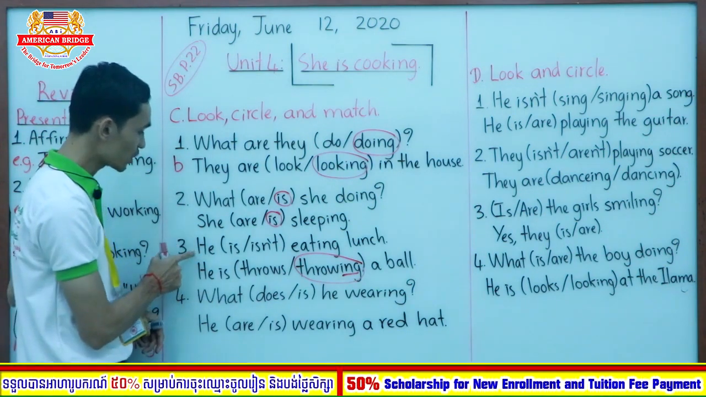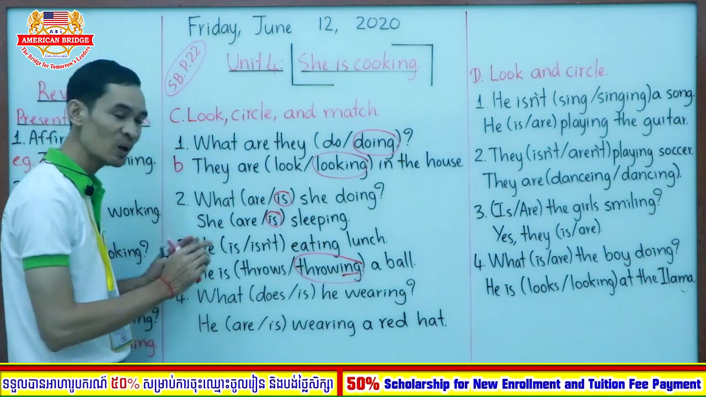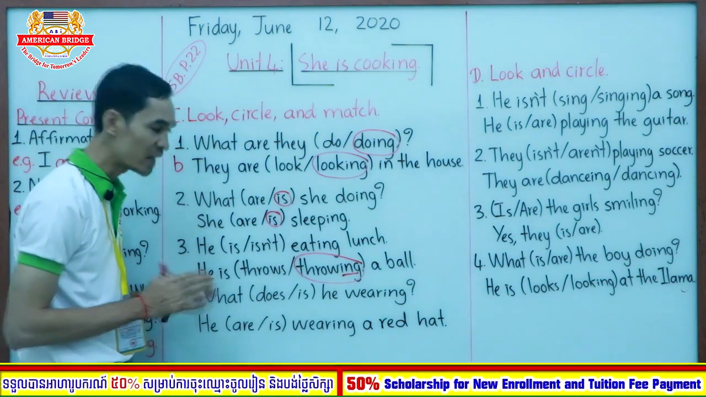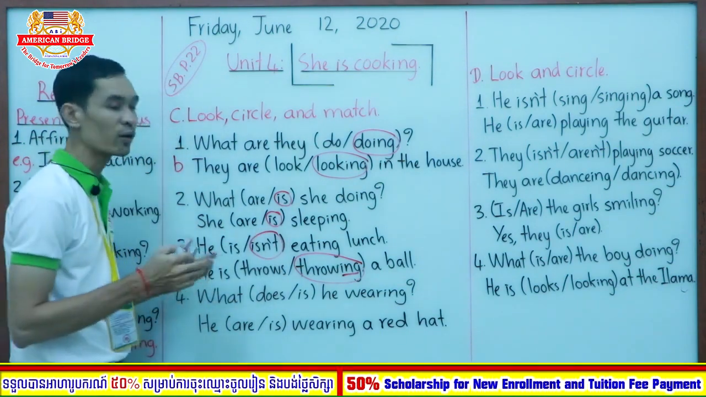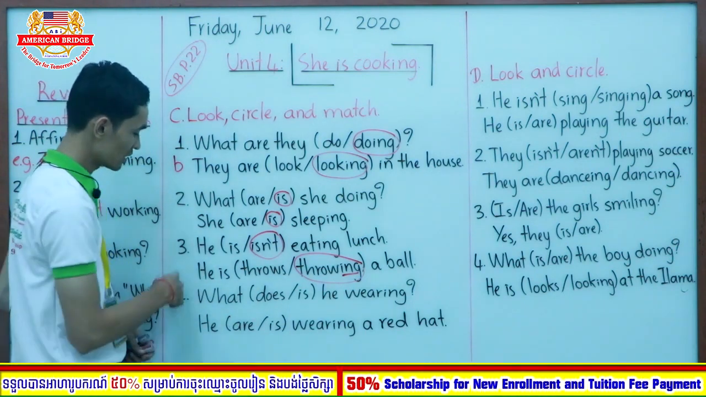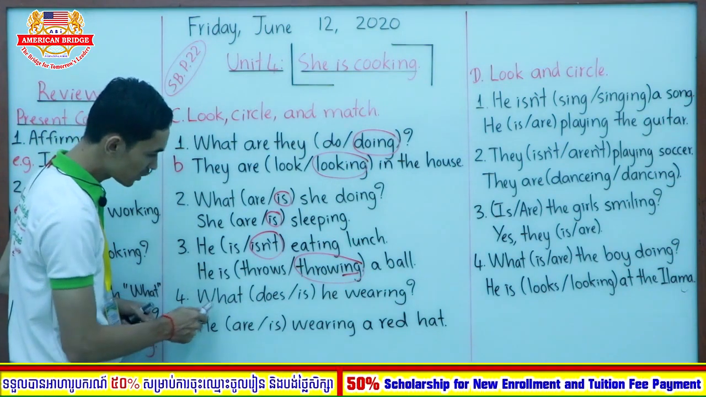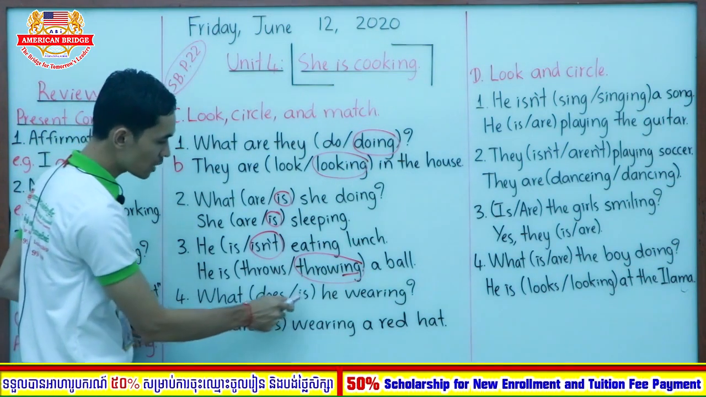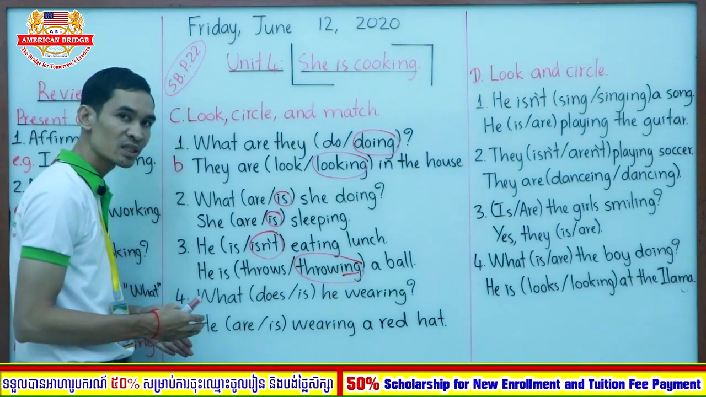Okay, now you can choose number 1. He is throwing a ball, so he isn't. Very good. He isn't eating lunch. He is throwing a ball. Yeah. Now you can get all the correct answer, right? Okay, now you can look at this. What does or is he wearing? What does or what is?